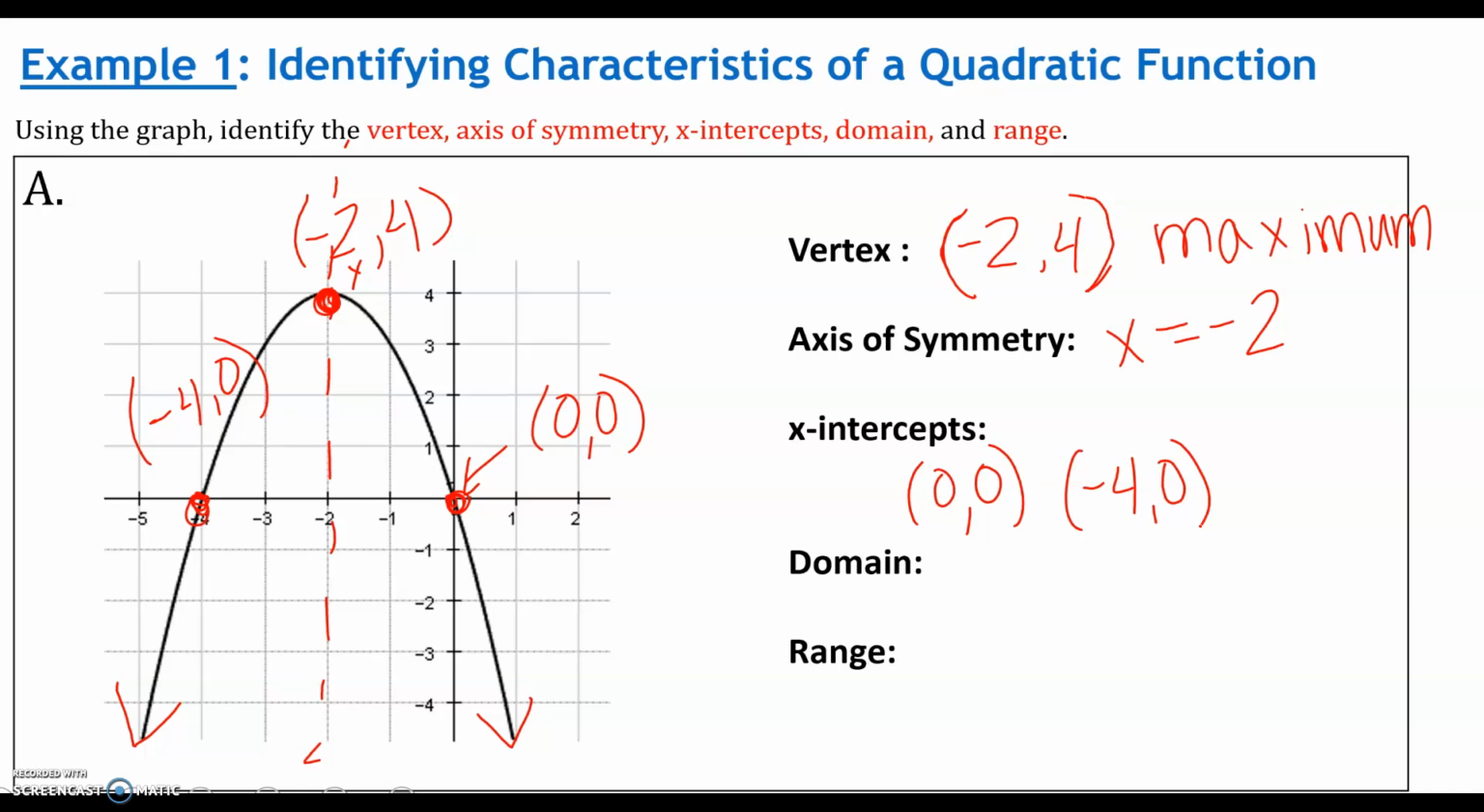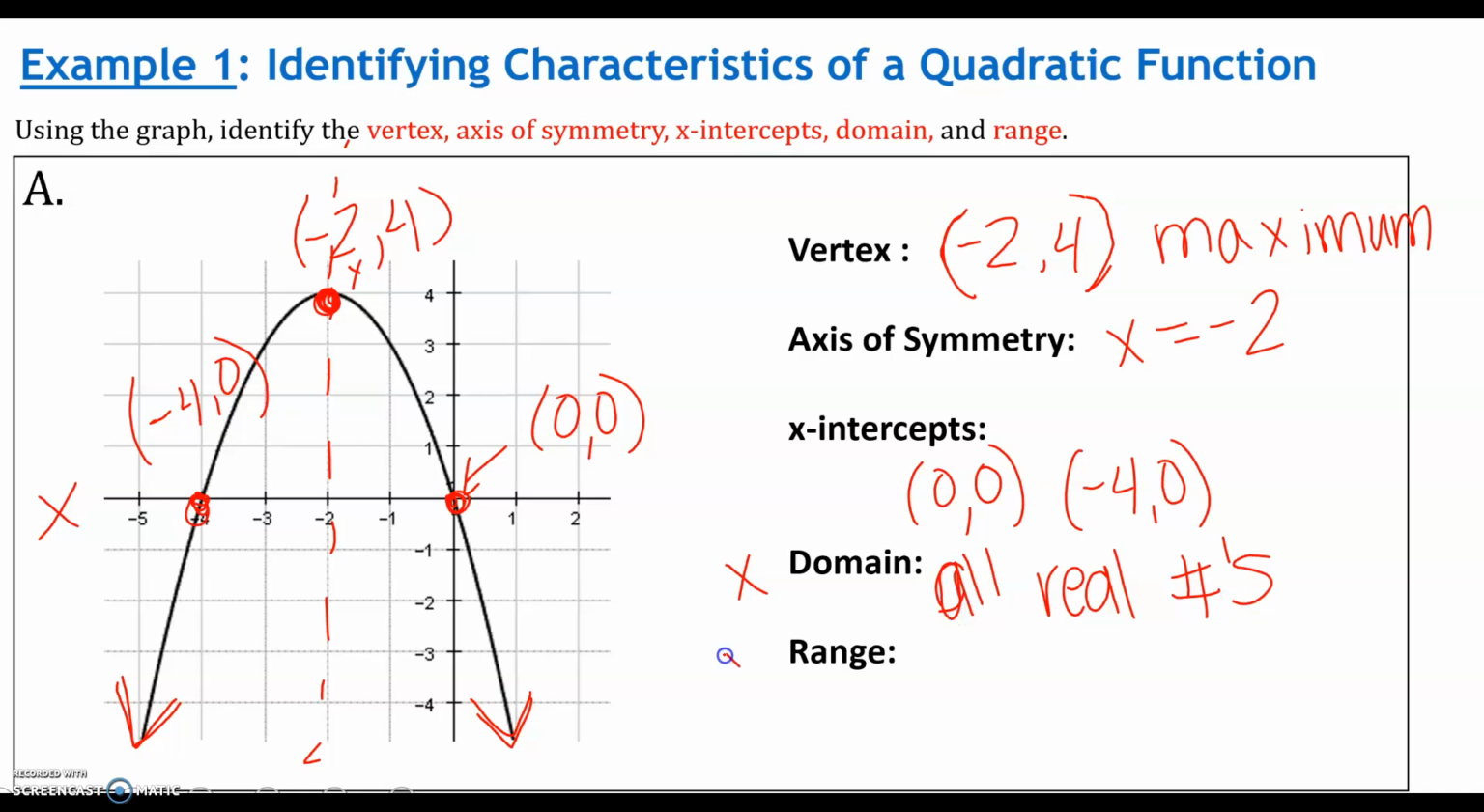Now, the domain are all of your x values. So if you look at your x-axis, these arrows down here mean that your parabola was going to open wider and wider, and it was going to cover many more x values. So your domain is essentially all real numbers because it covers every x value.